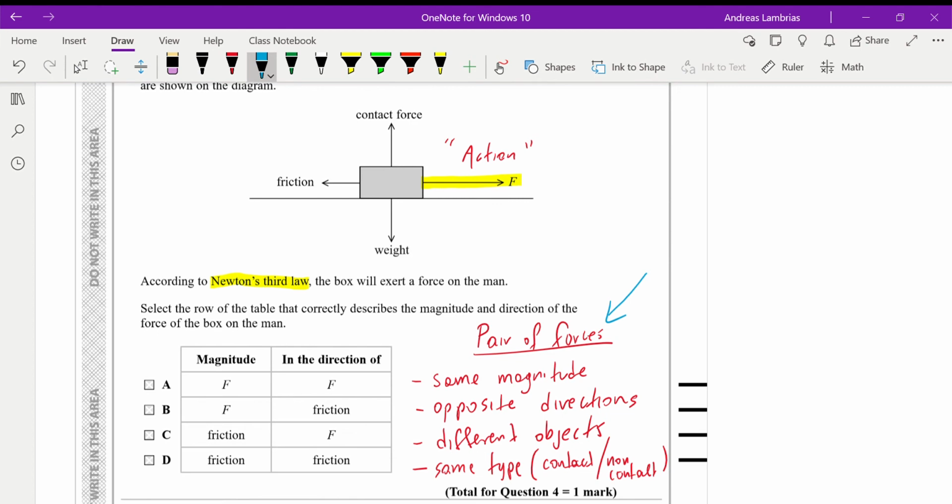So same magnitude. In that case, we want the magnitude to be the same as the force. Therefore, friction is wrong. And then what do we want the direction to be? We want the direction to be opposite to the original force. Therefore, it's not going to be in the same direction. It's going to be in the opposite direction, the direction of friction. Therefore, in this case, the correct answer will be B.